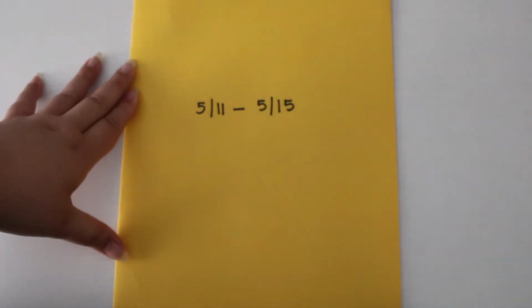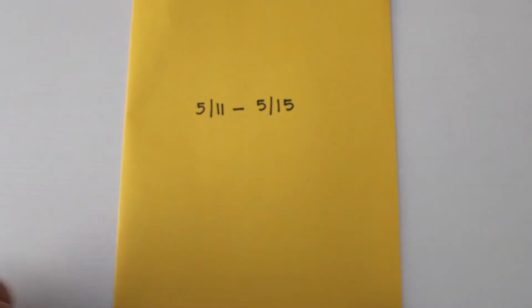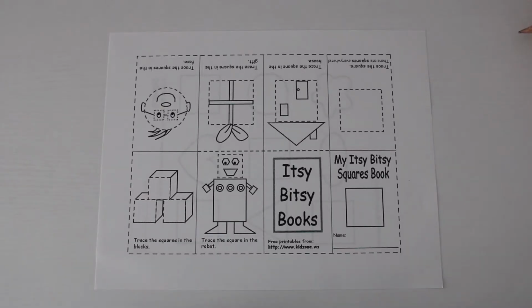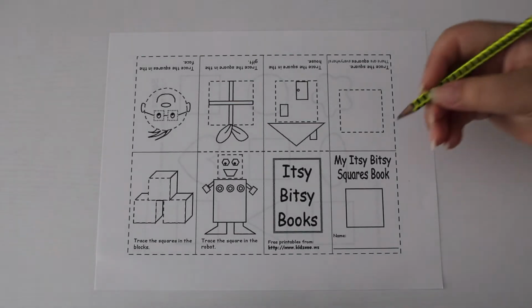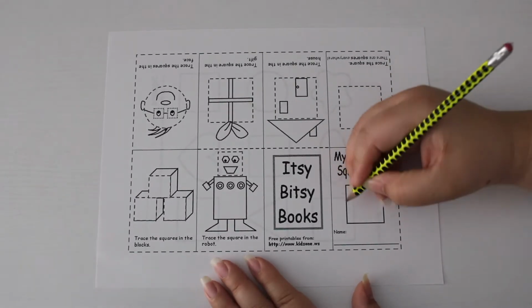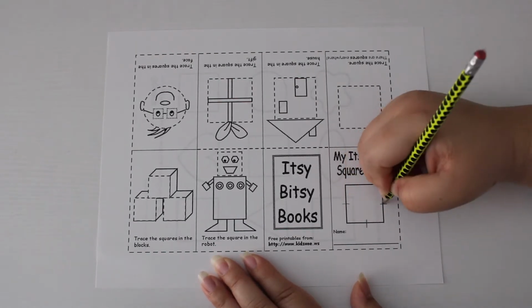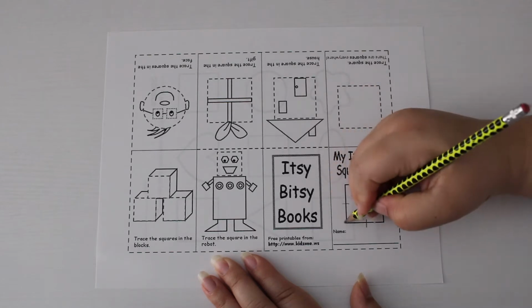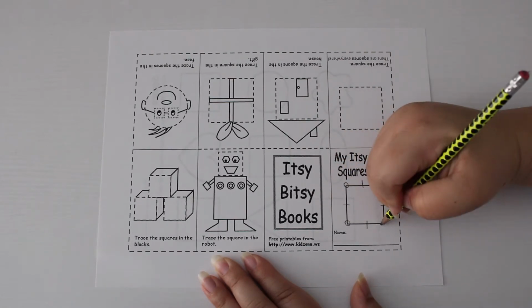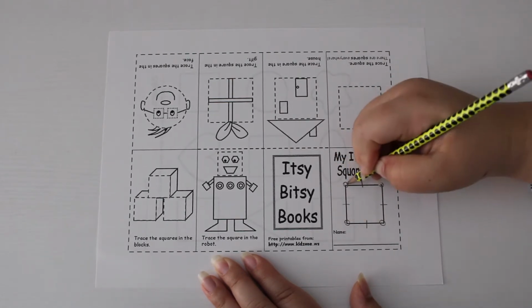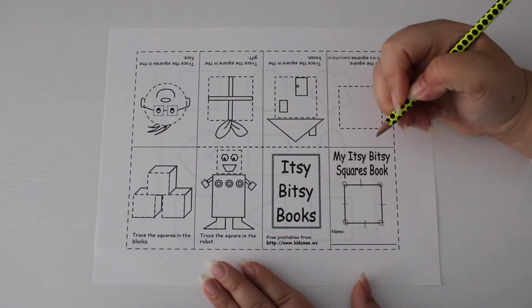So this week is the yellow folder, May 11 to May 15. For this week, we will be learning about a square. A square has 4 equal sides: 1, 2, 3, 4, and 4 corners. So 1, 2, 3, 4.